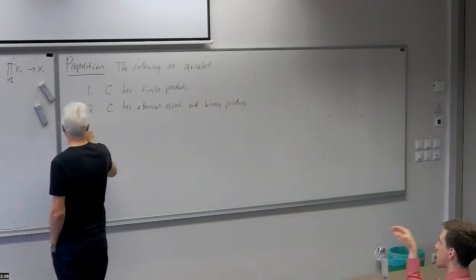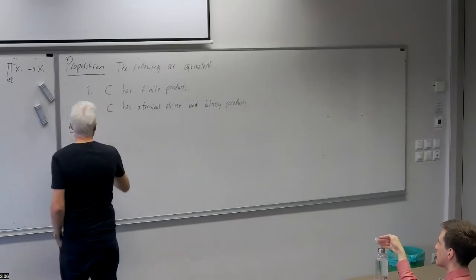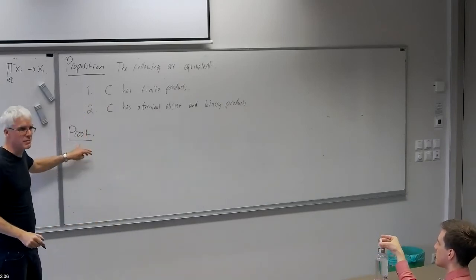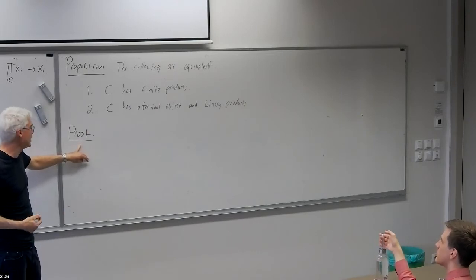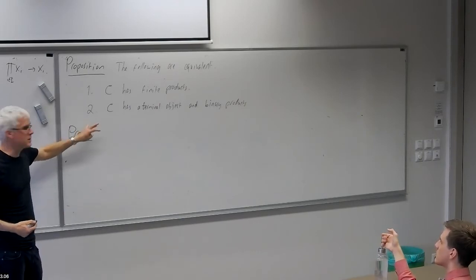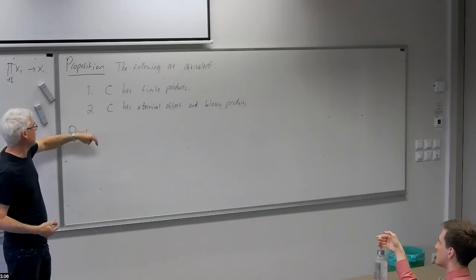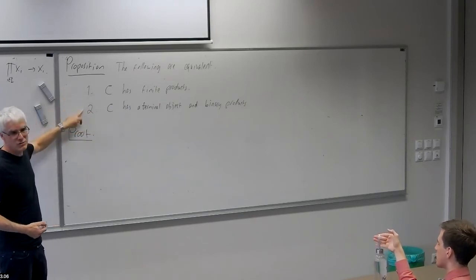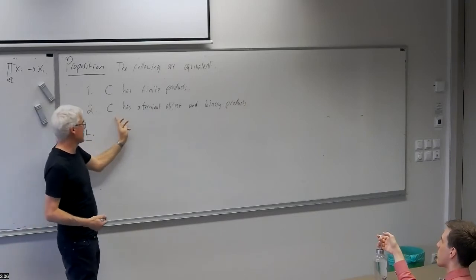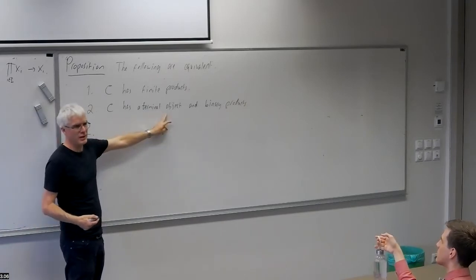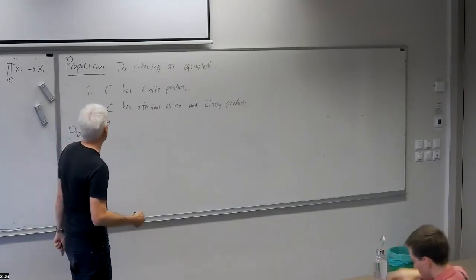And I'm not going to give you a proper proof of this. To actually write out a proof is a bit complicated. You can try to do it, and you'll see that there are lots of details to fill in, but the idea here is very simple. Firstly, 1 implies 2 is trivial because the structures in 2 are special cases of finite products. They're products with finite index sets.